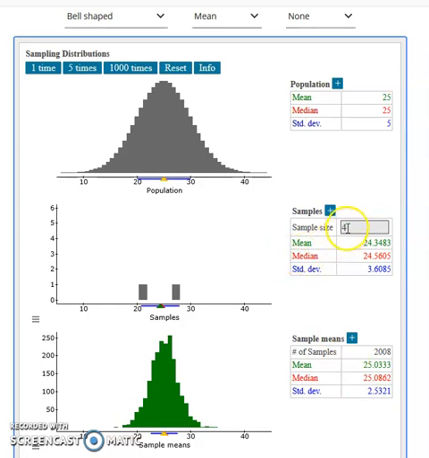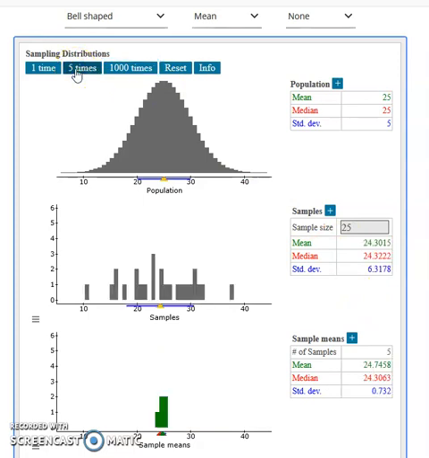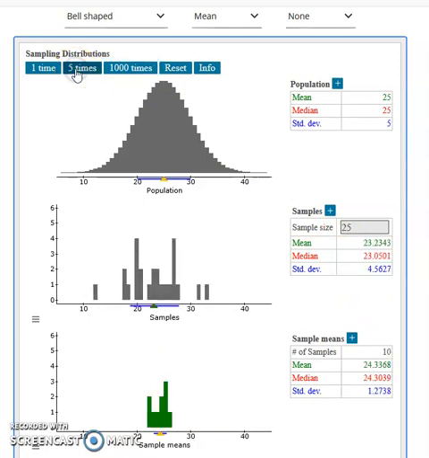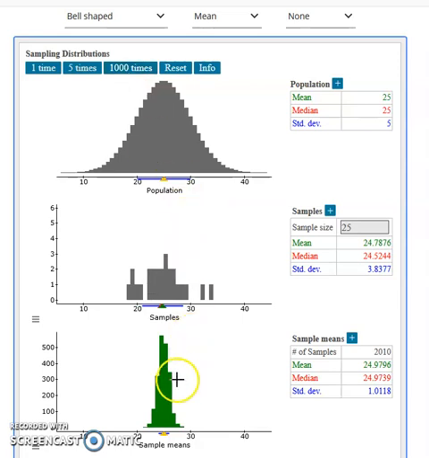Now what happens if we take a bigger sample? Let's take a sample of, let's say, 25. And we take our 5 samples there, another 5. Let's jump right to 1,000. Another 1,000. So we took 2,000 samples, each of size 25, and graphed the distribution of those sample means. Our population hasn't changed. We get a mean of 25 and a standard deviation of 5. But check out our distribution of sample means: a mean of just about exactly 25 and a standard deviation of just about 1.